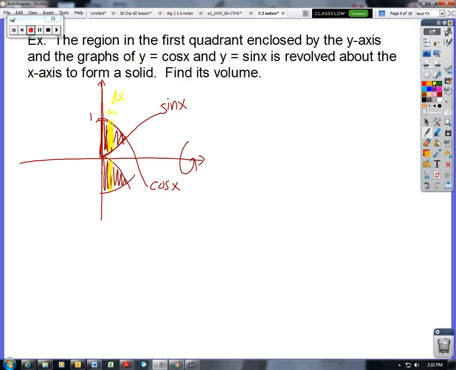I'll try to draw it here. So this is going to come out to here. This is going to come out to there. This will come around to here. This is going to be kind of around to there. And then there's a center that's, you see how there's a hole in the middle? So what you're getting is a washer.